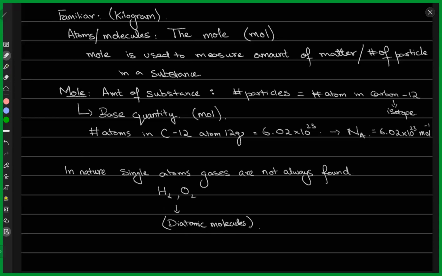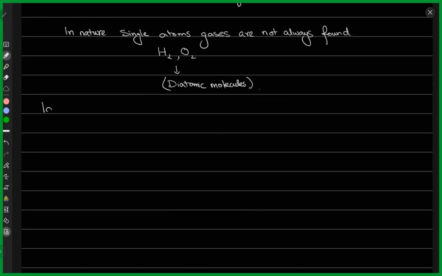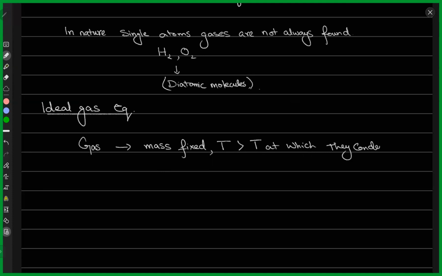Now we can move on to the main theme of the topic, which is ideal gas, right? So let's talk about ideal gas and the equation that we can use to represent ideal gases. Now, experiments have been carried out in thermodynamics which show that if you have a gas with a fixed, constant mass, and the temperature is greater than the temperature at which they condense to become liquids.